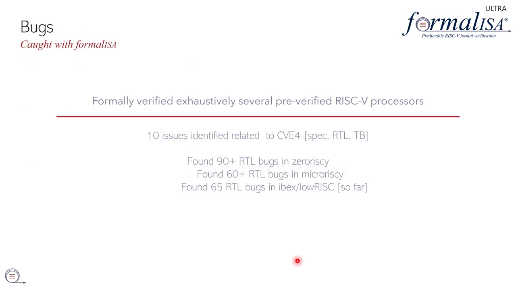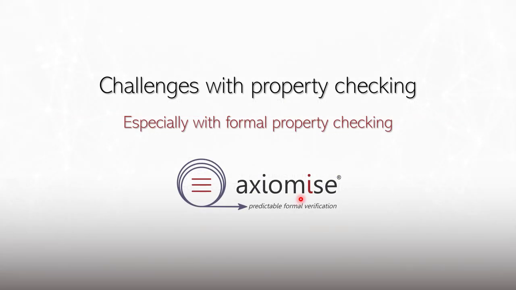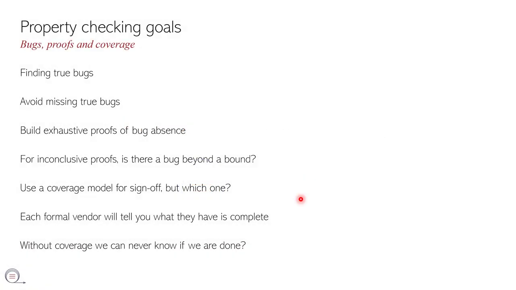As I said, it has found numerous bugs in different processors and has been used to formally verify processors. Now, there are challenges with property checking, which is why we built this app, especially for formal property checking. Finding that bugs are true bugs and not spurious testbench issues, avoiding missing true design bugs, building exhaustive proofs of bug absence, and establishing, when you have an inconclusive proof, whether there is a bug beyond a bound. These are all very hard questions for anybody who's doing formal verification.